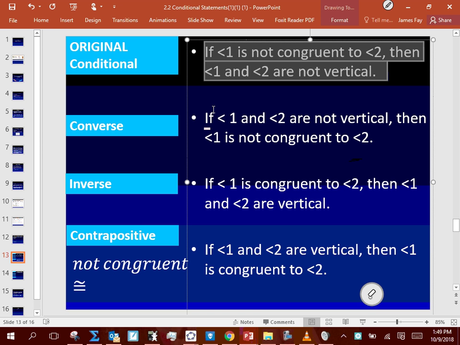Okay? Well, if I can prove that the contrapositive is always true, then I have effectively shown, because the conditional statement has the same truth value, that the conditional is always true as well. Does that kind of make sense?